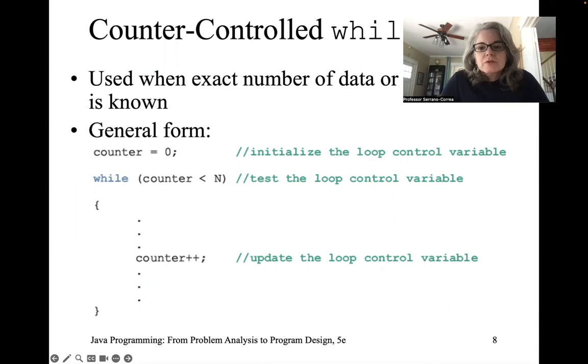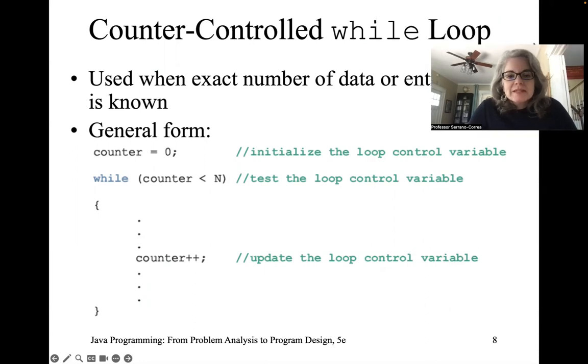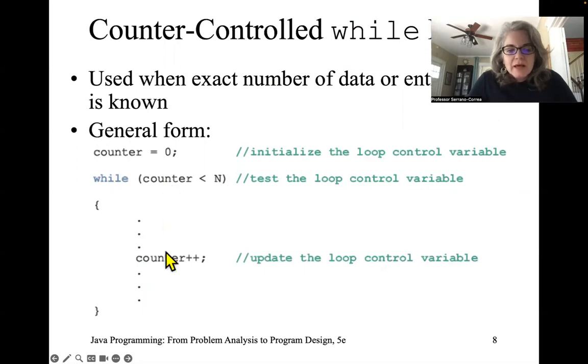So there's a counter control while loop. It says used when exact number of data or entry pieces is known. So you could have a counter and you could increase the counter and go from like 1 to 10 if you wanted.